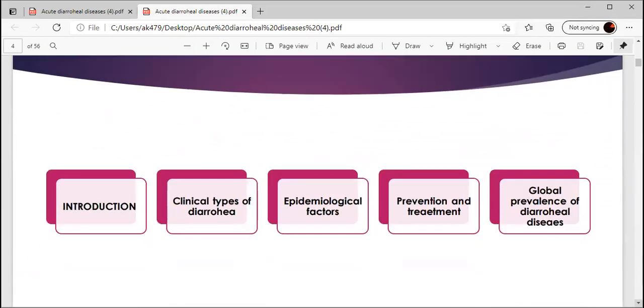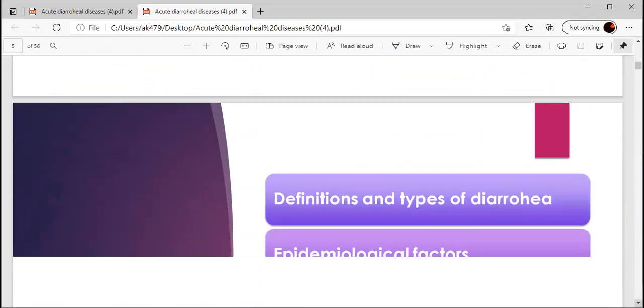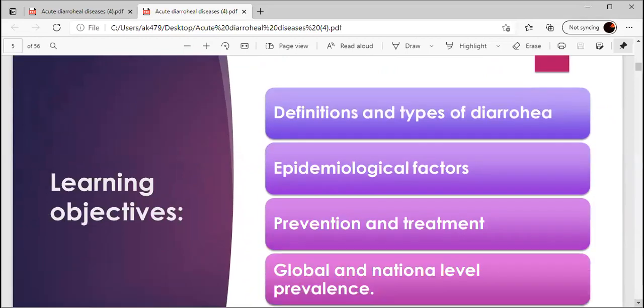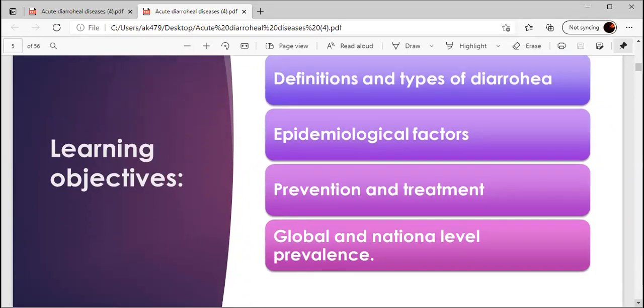Learning outcomes are introduction of diarrhea, clinical types of diarrhea, epidemiological factors, prevention and treatment, global prevalence of diarrheal diseases. At the end of the presentation, we'll be able to know about the definition and types of diarrhea, epidemiological factors, prevention and treatment, and global and national level prevalence.